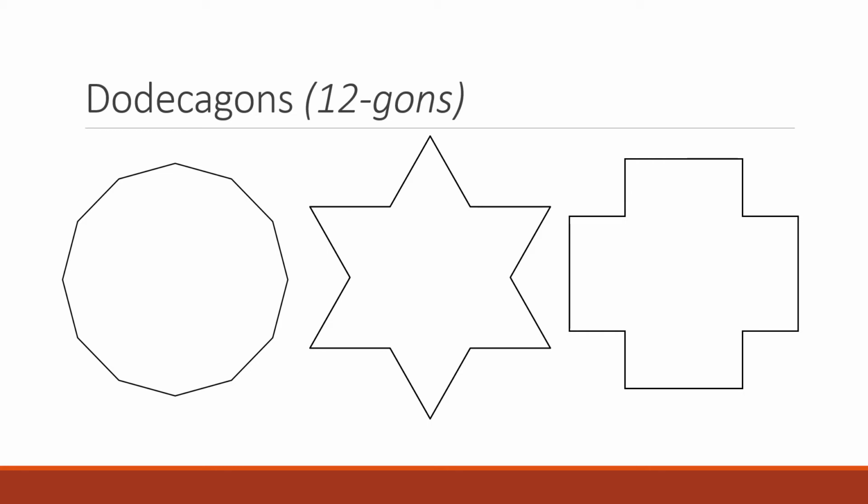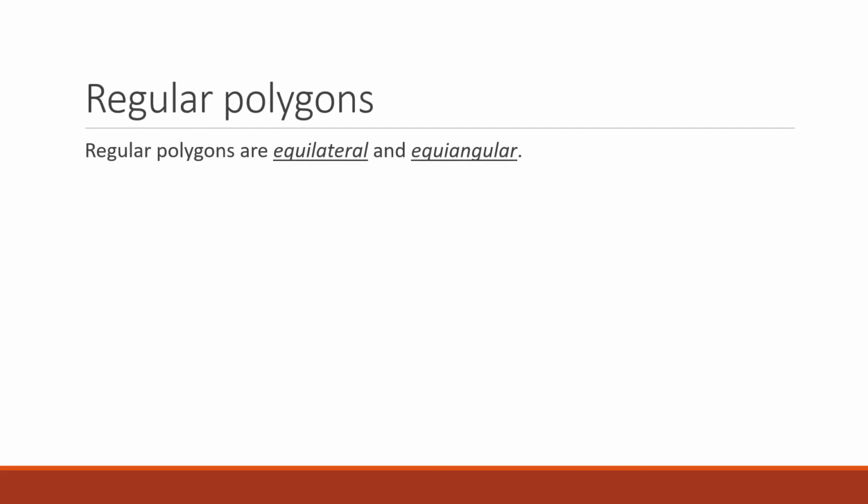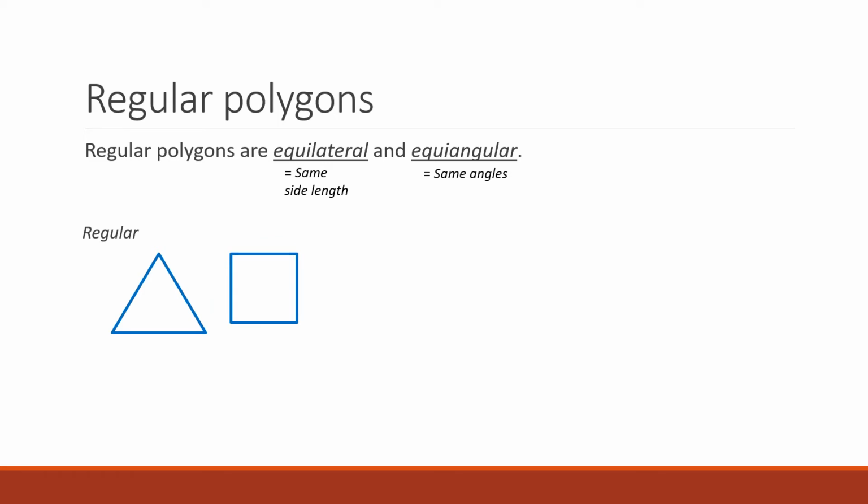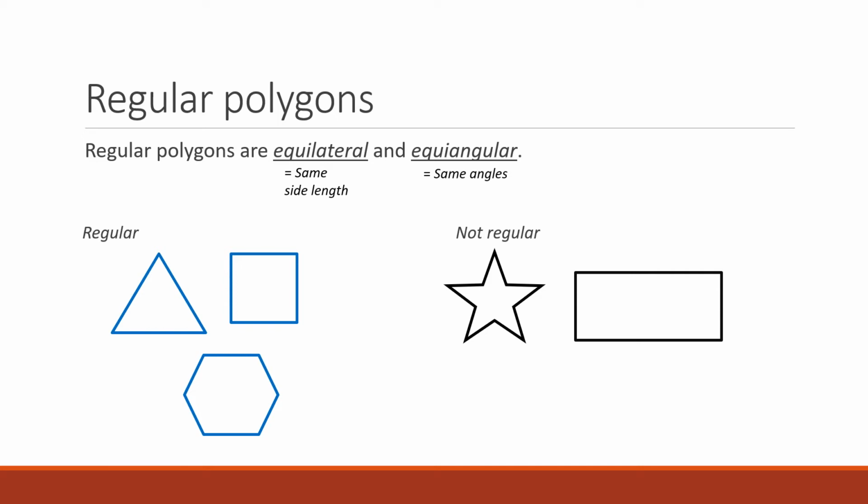And what we're going to talk about now is how we can classify some of the polygons using their difference in shape. First, we're going to talk about regular polygons. So what are regular polygons? Regular polygons are equilateral and equiangular, which simply means that they have the same side length and the same angles. Examples of regular polygons would be your regular triangle, the equilateral triangle, a square, or maybe a regular hexagon. Whereas non-regular, or irregular, would be a star. That would be equilateral because, as you can see, they have all the same side length, but not equiangular. And your rectangle would be an equiangular example, but this is not equilateral, as you can see.